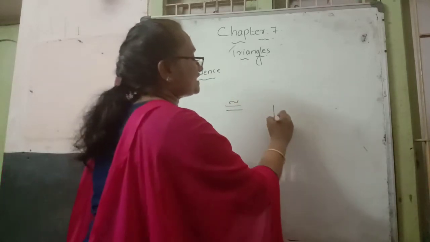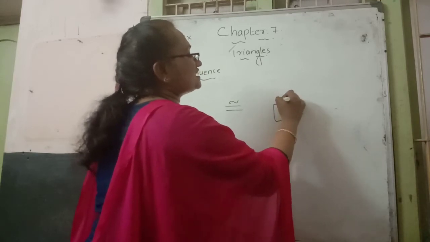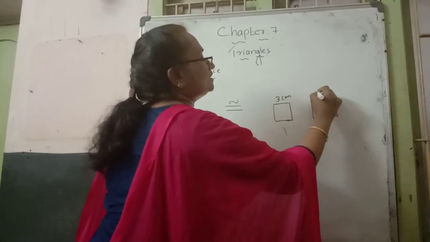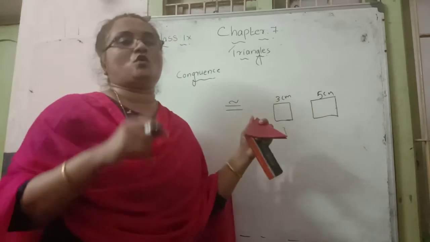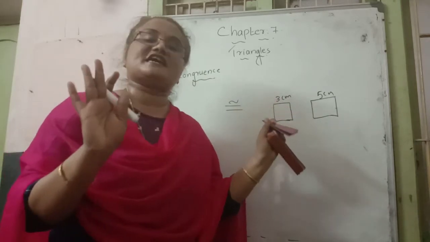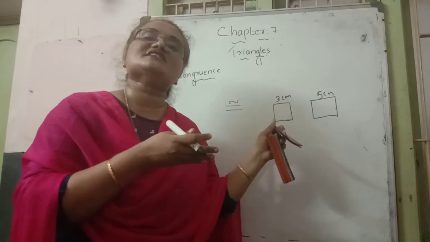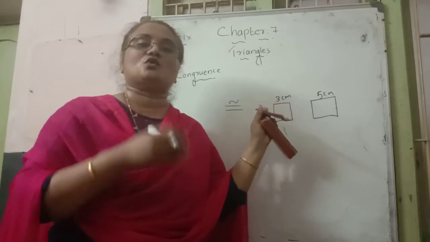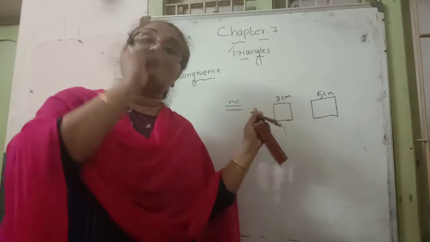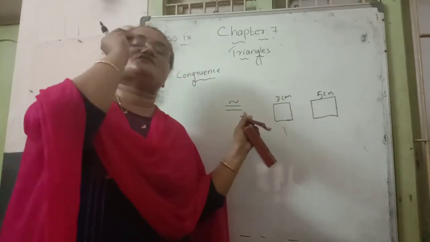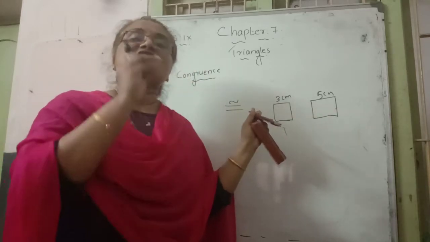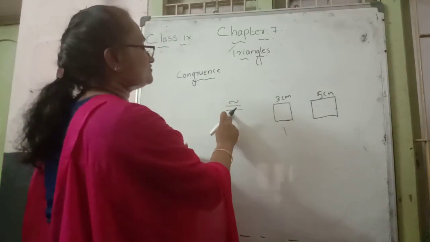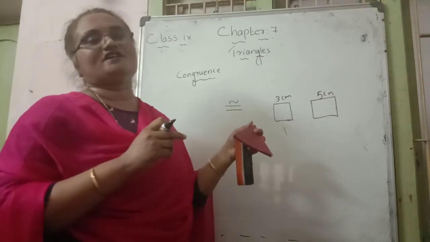Then the square case also: one square has a 3 centimeter side measurement, another square is given as 5 centimeter. Is it congruent? No. Why? The shapes are okay, they are square shape only, but both sizes are different. One is 3 centimeter, another is 5 centimeter. That's why they are not congruent. When can we say congruency? When both size and shape are the same, then we can say they are congruent only. Congruency symbol, in which way? In this way we can represent congruency.